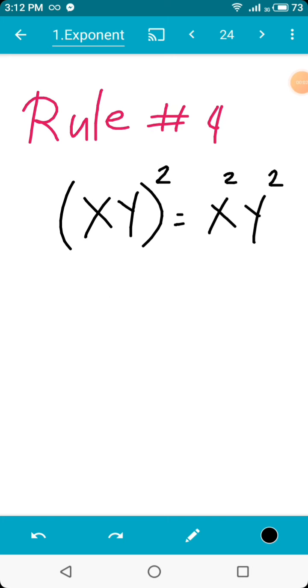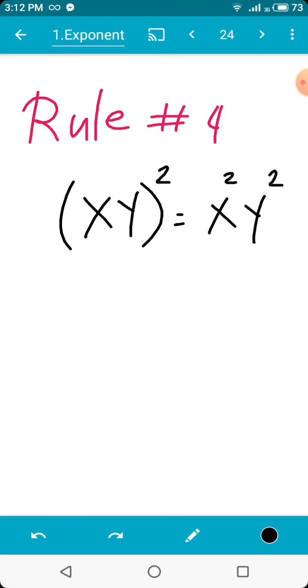Okay, so rule number 4. So, we have here, open and close parenthesis xy cube. And to answer this or to simplify this, ang gagawin lang natin is i-distribute yung exponent natin sa bawat variable. That's why, to simplify this, it is x squared, y squared.